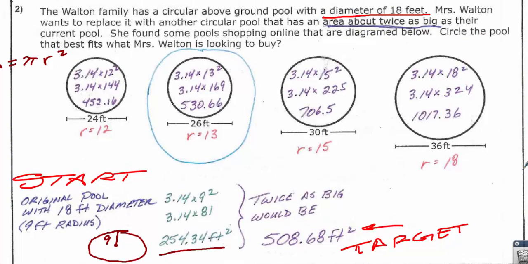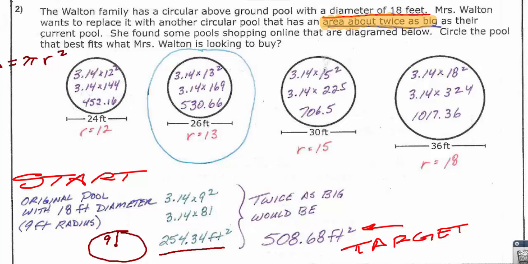The Walton family, they have a pool. They have maybe grown in size. Maybe the family's gotten bigger because this pool is no longer big enough. So they want to replace it with another pool that has an area about twice as big. About is a key word here. That tells you you're not going to get exactly that answer. You're going to get something that's in that range.